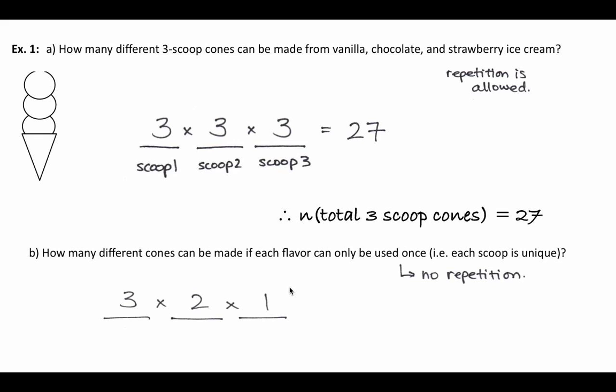And so all of a sudden, if each scoop has to be unique, I've only got 6 options. So from 27 down to 6, and this is quite the restriction, right? And you'll see that restrictions usually cut down the number from your unrestricted options. So here, the number of cones without any repetition of scoops or flavors is 6.